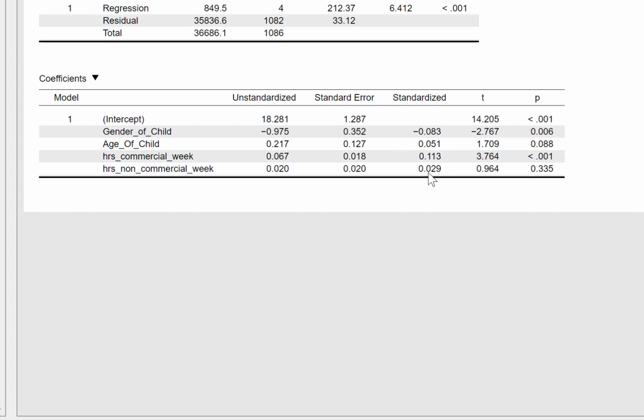The standardized one's quite useful in terms of you can look at these and straight away you can see that this is the strongest predictor because it's the highest beta value. Then the next strongest predictor is this, because that's the next highest beta value. On the minus, that just means negative association. Then your next highest one is age of child, and non-commercial is the lowest.